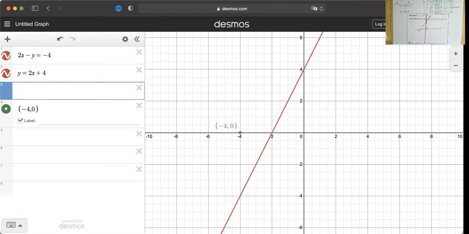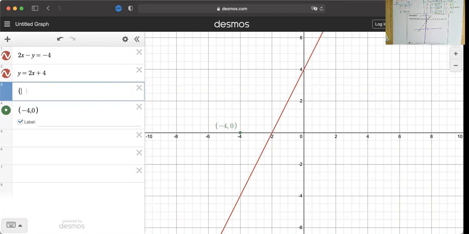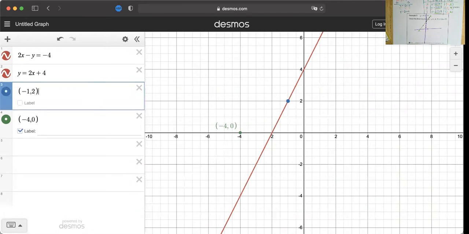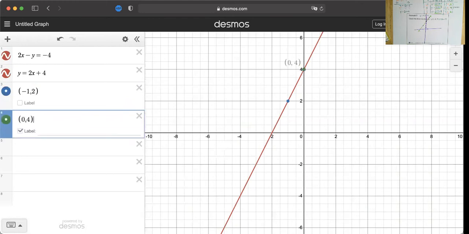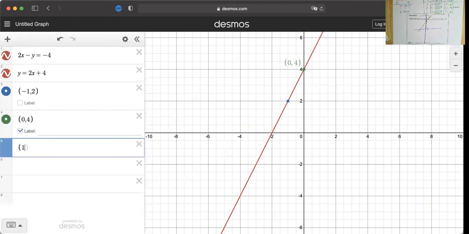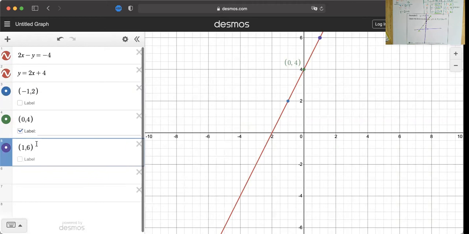And then our points were -1, 2, 0, 4, and 1, 6. So those points are on the line. So my graph is correct because those are the points I graphed as well.